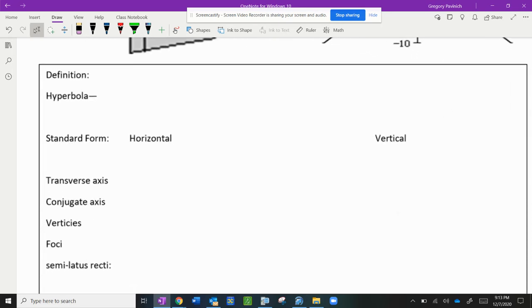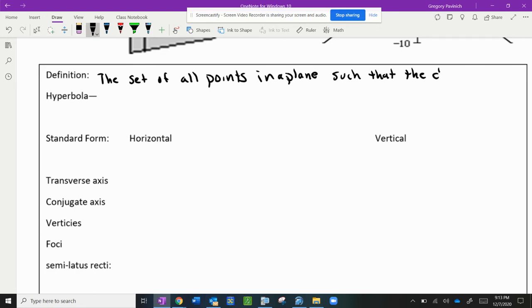The definition is the set of all points in a plane such that the differences, remember an ellipse was the sum, the differences of the distances from the foci is constant.